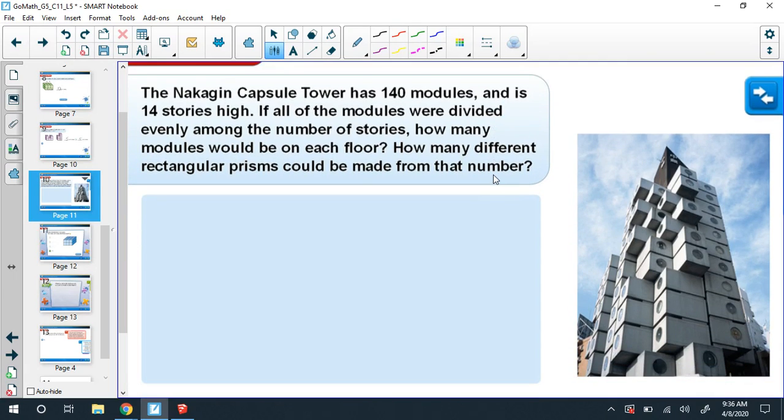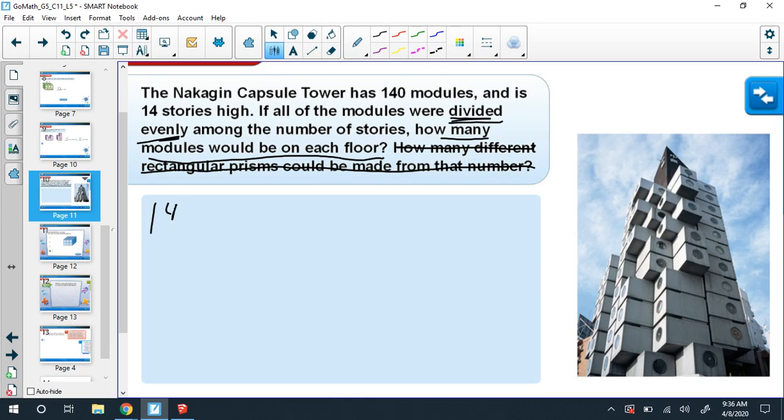All right, let's look at this one. Here we have the Nagakin Capsule Tower, and it says it has 140 modules and is 14 stories high. If all of the modules were divided evenly among all of the stories, how many modules would be on each floor? How many different rectangular prisms could be made from that number? We're going to skip the last part because that's more than I want to take on right now. But I do want to think about how many modules would be on each floor. So that's our question.